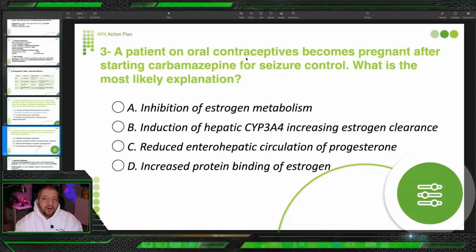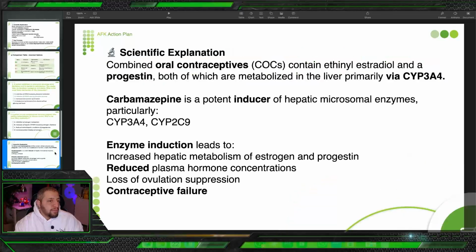A patient on oral contraceptive became pregnant after starting carbamazepine for seizure control. What is the most likely explanation? So I'm telling you here, the patient is using oral contraceptive and started using carbamazepine, which ended up with her being pregnant. So this oral contraceptive was not working. So what is the reason? Inhibition of estrogen metabolism, induction of hepatic CYP3A4 increasing estrogen clearance, reduced enterohepatic circulation of progesterone, or increased protein binding of estrogen. Let's see. So let's break it down.